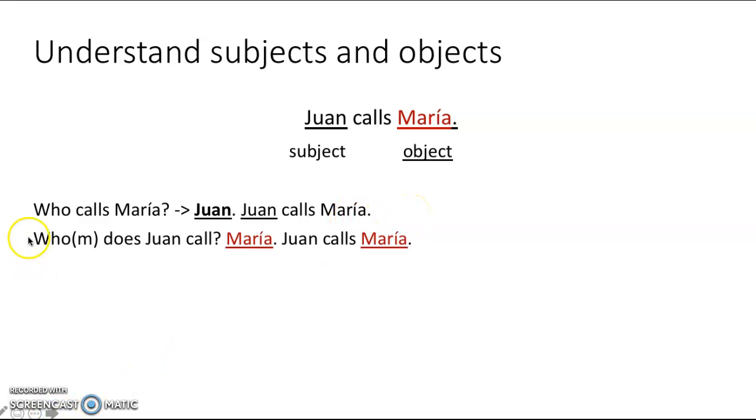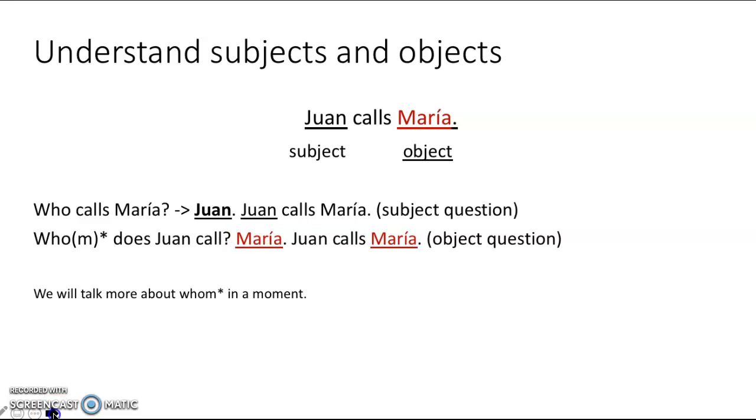Now let's look at the next question. Whom does Juan call? Maria. Juan calls Maria. Maria is the answer here. That's the object. So that's what we call an object question. Ojo, notice that the object question has does, but the subject question does not. Ojo, we will talk more about whom in a moment at the end of the video.